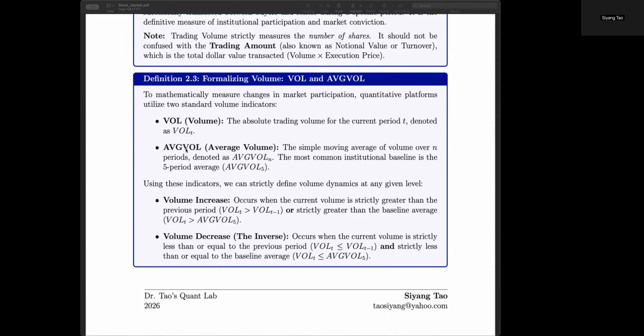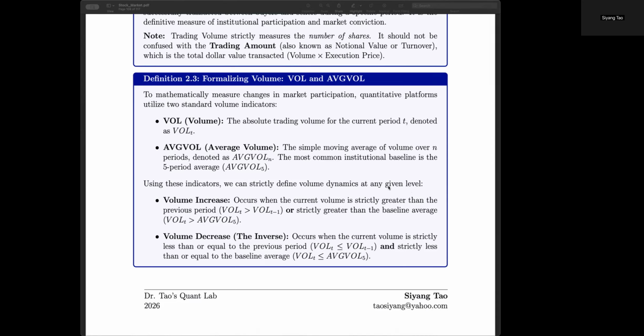With these two variables, we can define our terms with absolute mathematical strictness. A volume increase means today's VOL is strictly greater than yesterday's, or it is strictly greater than the 5-day average volume. Conversely, a volume decrease means today's volume is lower than or equal to yesterday's and lower than or equal to the average volume. We must see a drop in both metrics to confirm a decrease. And this definition works for any time level, not only days. You can do hours or minutes.